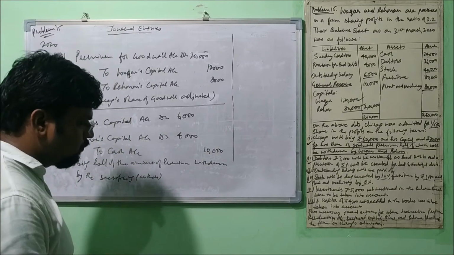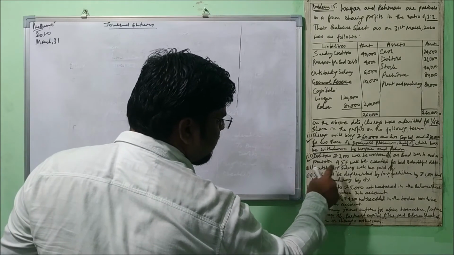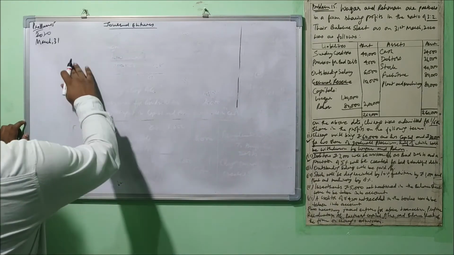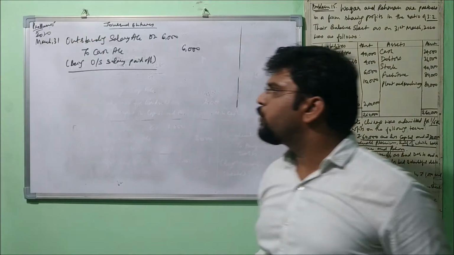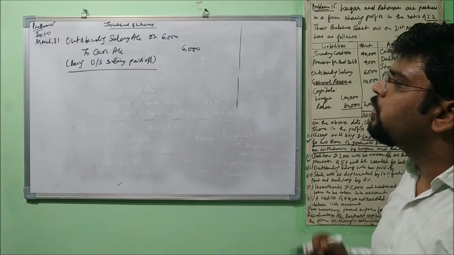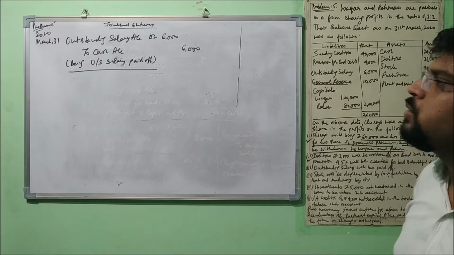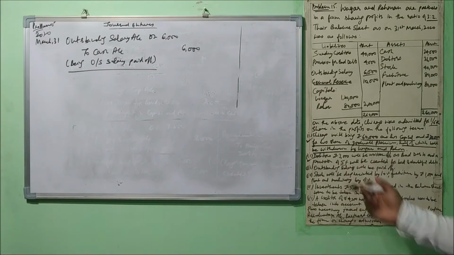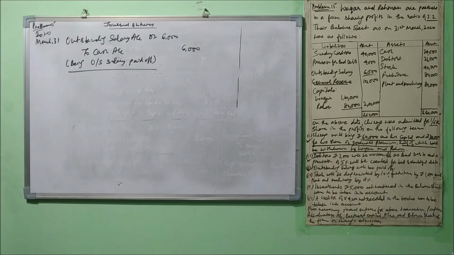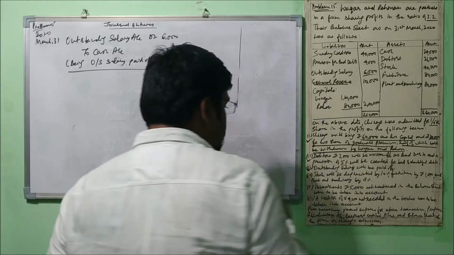Now let's move on. The next point says outstanding salary will be paid off. Simple entry: whenever we pay any liability, that liability is debited. Have a look here. Outstanding salary account debit to cash account 6,000, being outstanding salary paid off. Because 6,000 is the outstanding salary and they're saying that the entire amount is paid off. Alright, now let's move further.